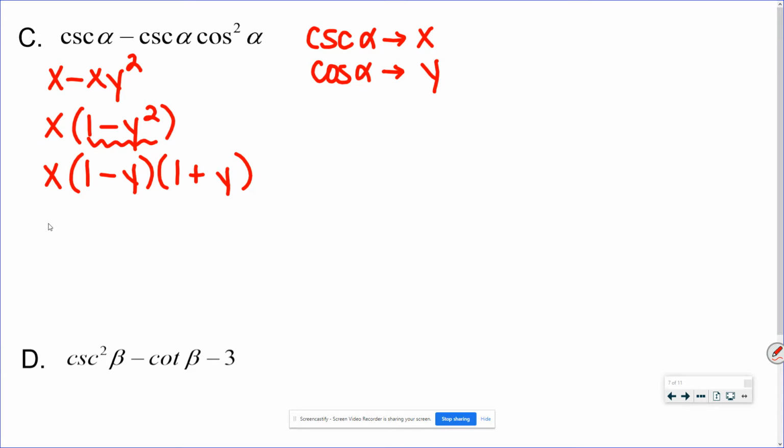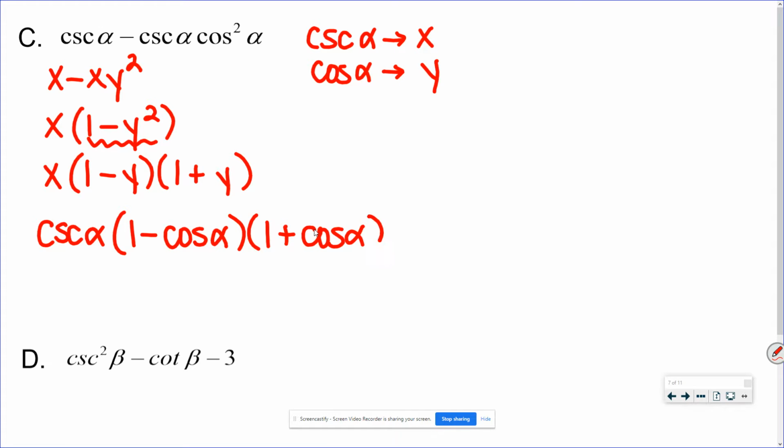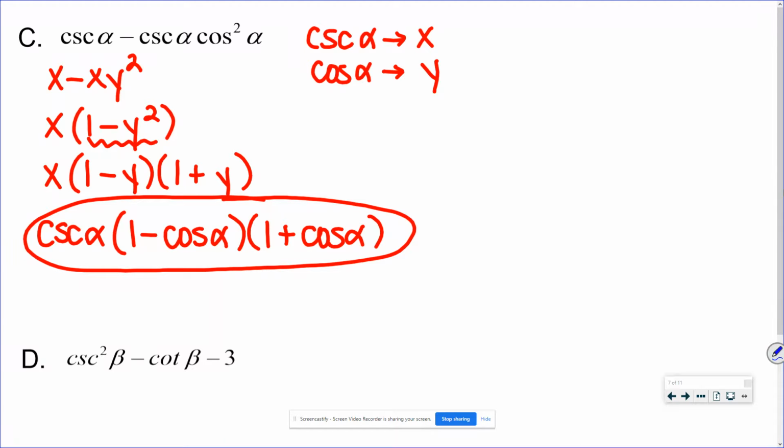Now you're going to change it back to what it was originally. So x was originally cosecant of alpha, and y was originally cosine of alpha. So we need to make all those changes, and you are finished. Okay. Basically, the shortcut, if you feel like this changing the variables thing is just unnecessary, would be just to factor out common terms. So you would factor out a cosecant, you'd get cosecant, parentheses 1 minus cosine squared, and you would keep factoring from there.